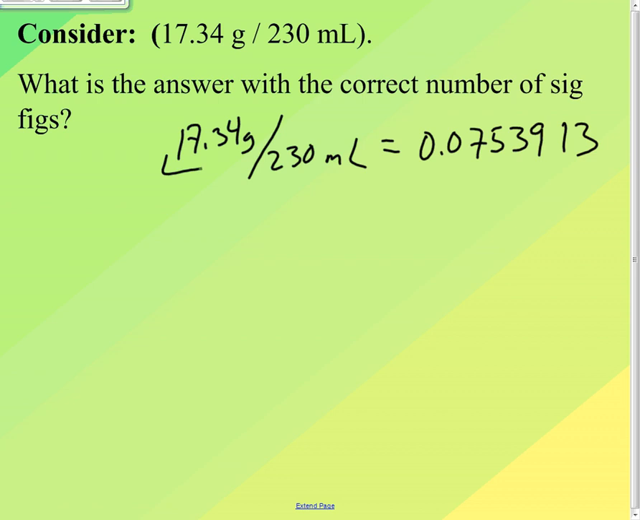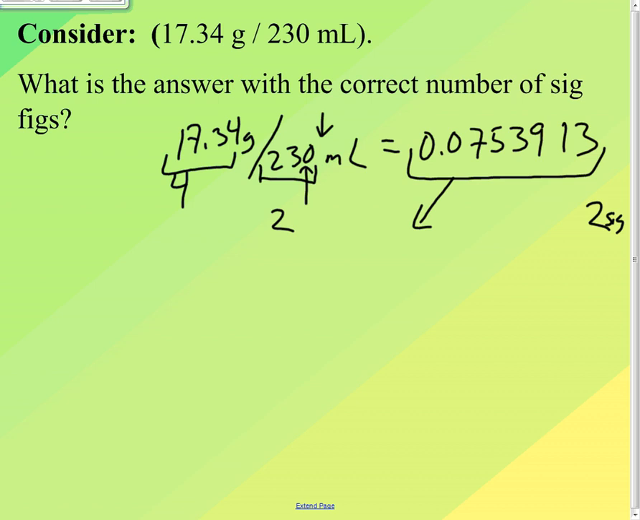How many sig figs do I have here? I have 4. How many sig figs do I have here? Well, notice no decimal. That means this 0 is not significant because it's to the right. I have 2 sig figs. So I have 4 sig figs divided by 2 sig figs. How many sig figs can I have in my answer? The answer is 2 sigs.